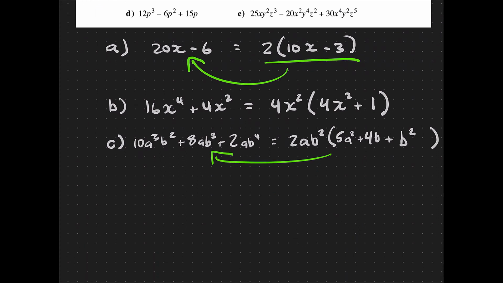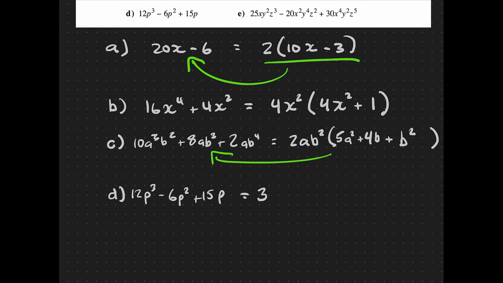Okay, and let's move on to part D. And part D, we're starting with 12p cubed minus 6p squared plus 15p. Okay, well, that equals, well, what is the common number that I can factor out of there? I can factor a 6 out of the 12, a 6 out of the negative 6, but I can't factor a 6 out of the 15. I can factor a 3 out of the 12, a 3 out of the 6, and a 3 out of the 15, so I'm pulling out a 3.